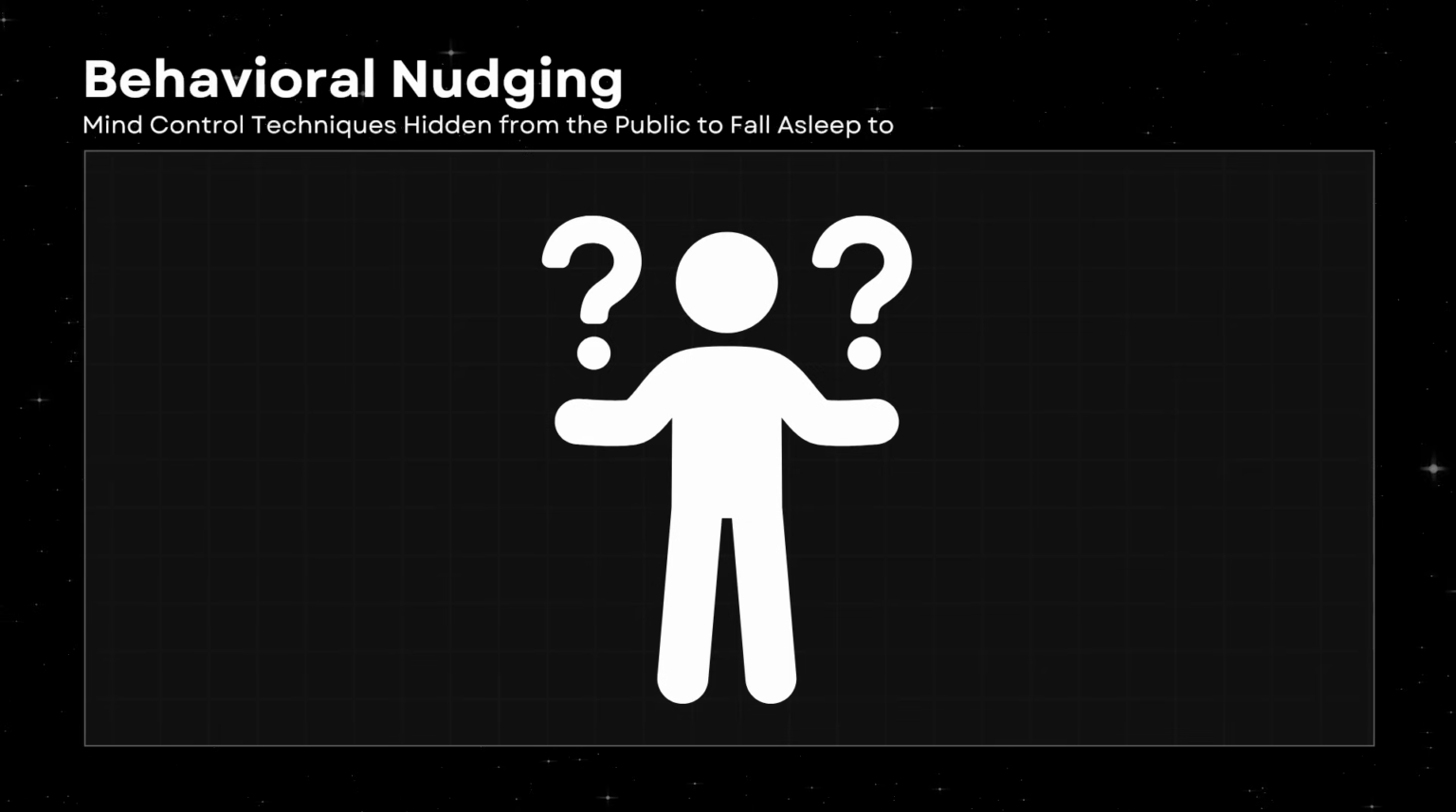One common example is the use of default settings. When a person signs up for a new app, the privacy options may be set to share by default. The user can change them, but most don't. They assume the default is fine, or they don't notice it. The system doesn't tell them what to do. It simply makes one option the starting point. That's enough to shape what happens next.